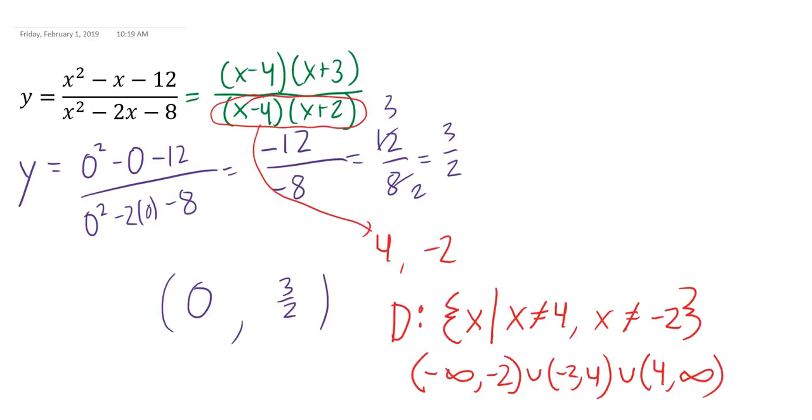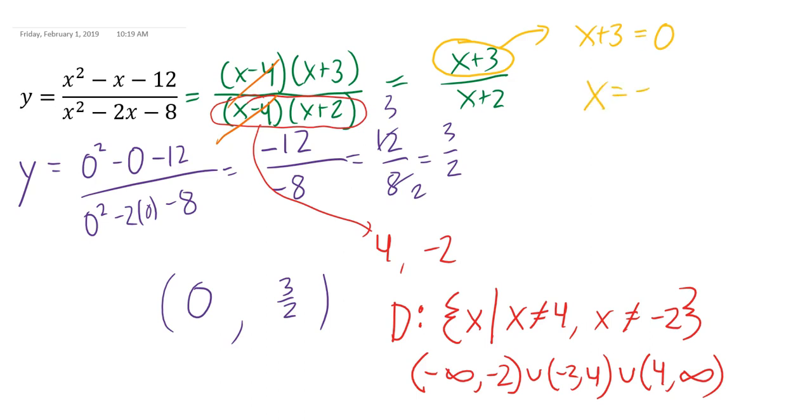But first I want to talk about x-intercepts. X-intercepts come from after simplifying. So I cancel out an x plus 4 and an x plus 4, and I'm left with x plus 3 over x plus 2. After I simplify, my x-intercepts are the zeros of the numerator. My x-intercepts are anything that makes x plus 3 come out to 0. So x equals negative 3. My x-intercept is negative 3 comma 0.